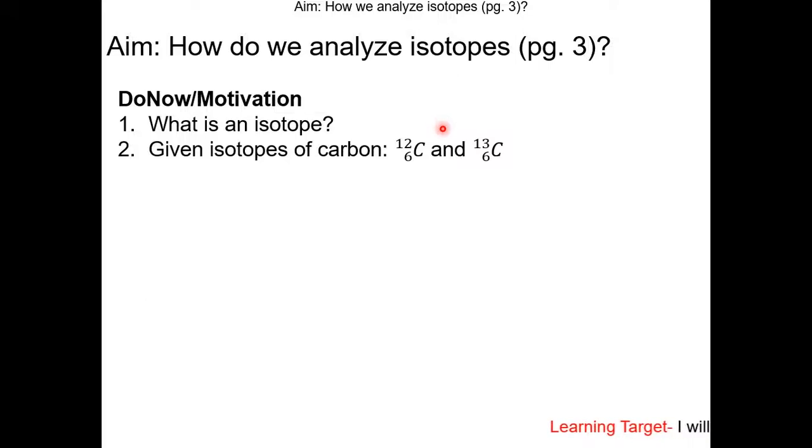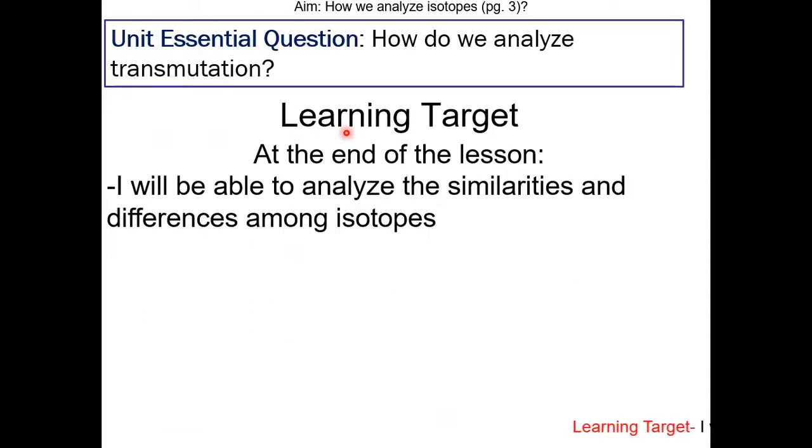This is my first video lesson for Unit 9, Nuclear Chemistry. In this lesson, we'll be analyzing isotopes. Take a moment to download the class packet from my website and go to page 3. Learning target: at the end of the lesson, I'll be able to analyze the similarities and differences among isotopes.